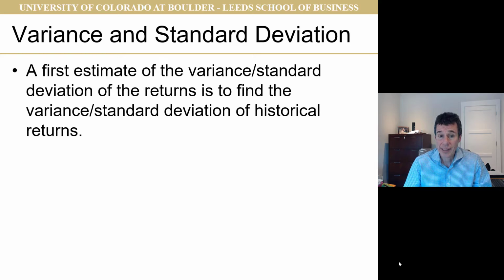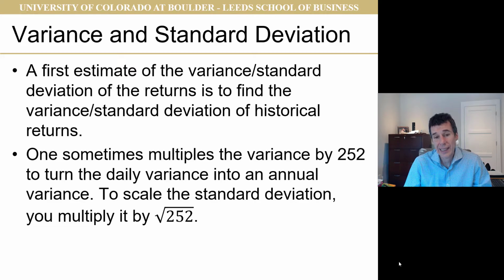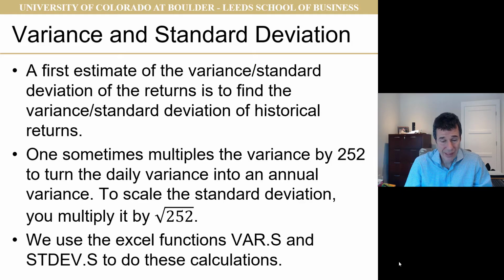For variance and standard deviation, we might estimate the variance and standard deviation of our expected return using the variance and standard deviation of the historical data. Again, we might multiply the variance by 252 to take the daily variance into an annual variance, and to scale the standard deviation, you multiply it by the square root of 252. And we're going to use the Excel functions var.s and stdev.s to do these calculations.